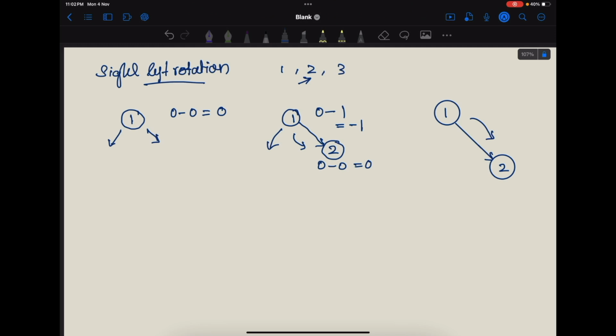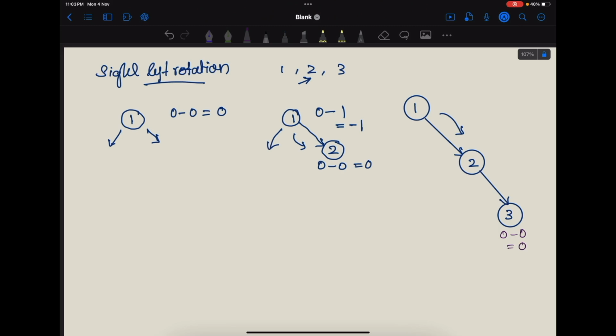Now we have to check the balance factor. For 3, it is 0 minus 0, because there is no left hand side and no right hand side. For number 2, there is no left hand side, so 0 minus, and on the right hand side we have only one level, so 1. So 0 minus 1 is minus 1, and the balance factor is satisfied. For number 1, there is no left hand side branch, so 0 minus, and on the right hand side we have two levels, so 2. The answer is minus 2. So the condition becomes false and you have to do the rotation.